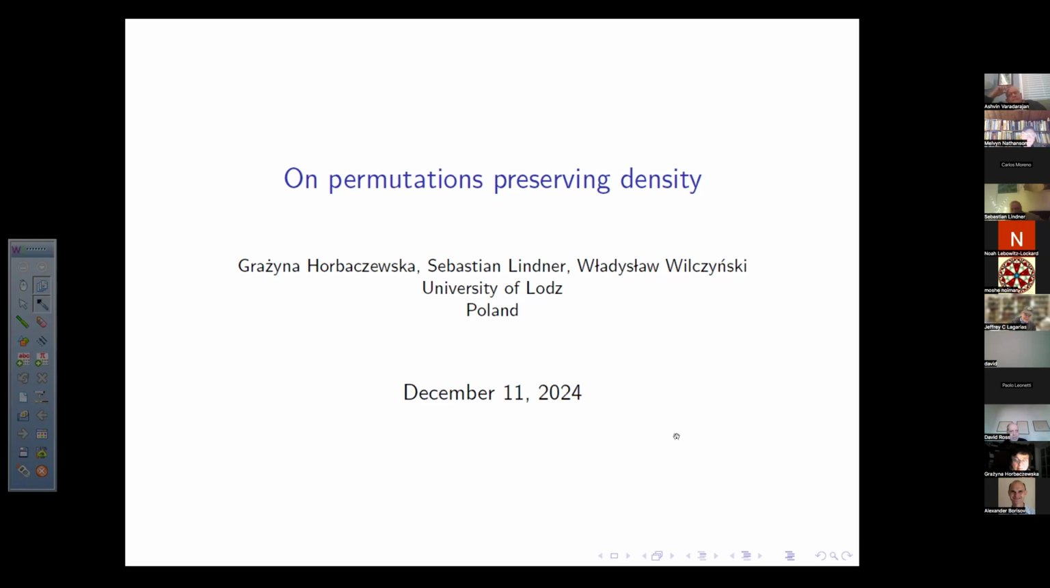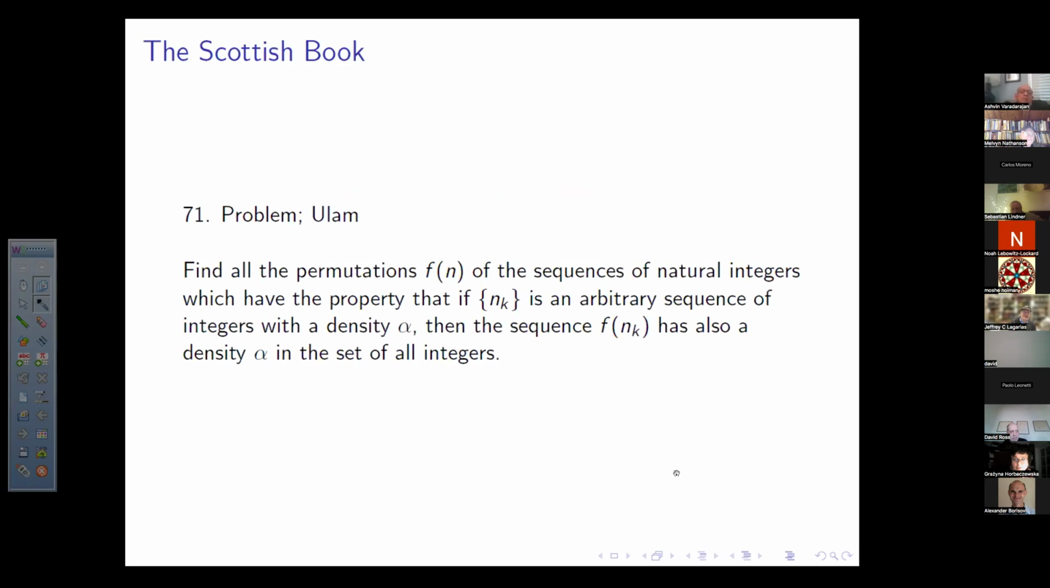Okay, so the problem which was posed by Ulam in the Scottish book was formulated as follows. It was the task to find all the permutations of the sequence of natural integers which have the property that if nk is an arbitrary sequence of integers with a given density alpha, then after this permutation, it has also a density alpha in the set of all integers. So that was the formulation from the Scottish book, exact translation of this formulation, yeah?